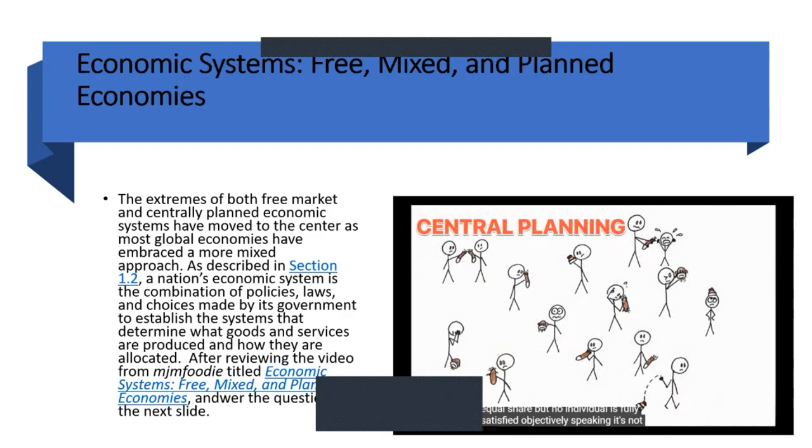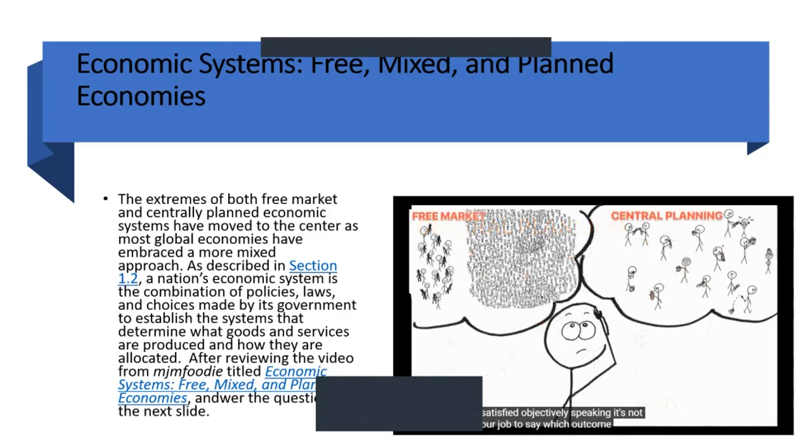Objectively speaking, it's not our job to say which outcome is better. That's the normative question. But rather, to look at the pros and cons of each. The market system fully satisfies some of the people, while others go without, while the centrally planned system gives everyone an equal share, which fully satisfies no one.